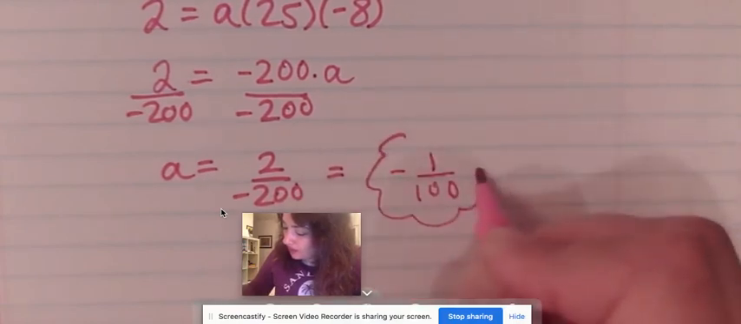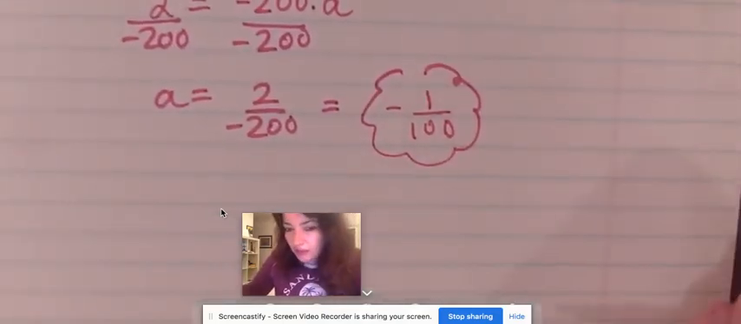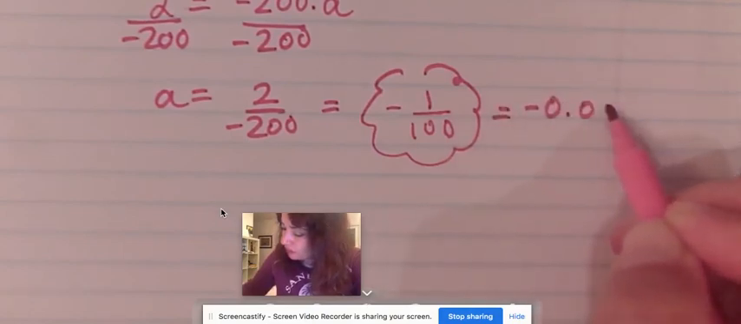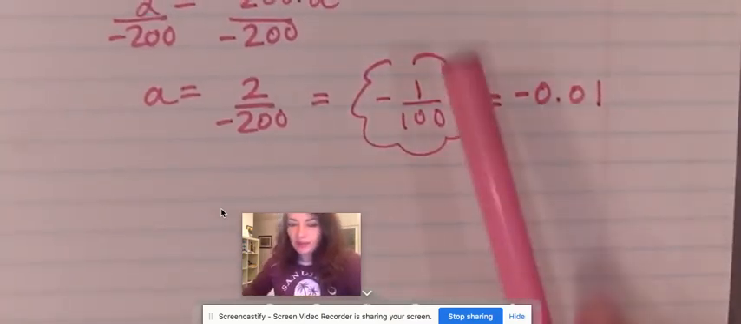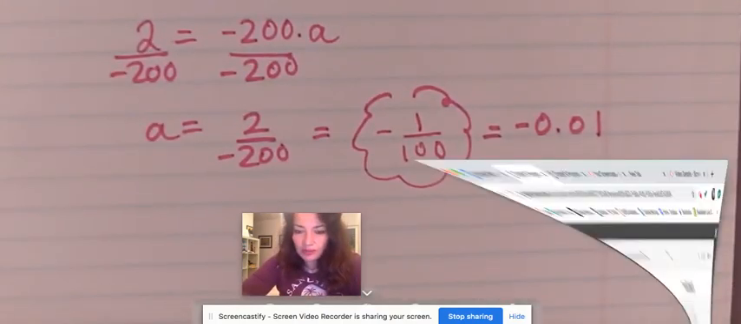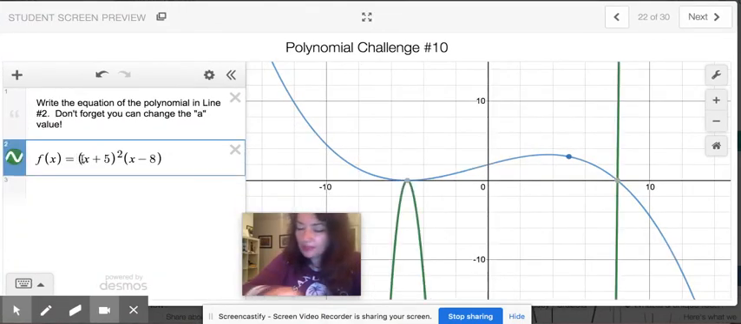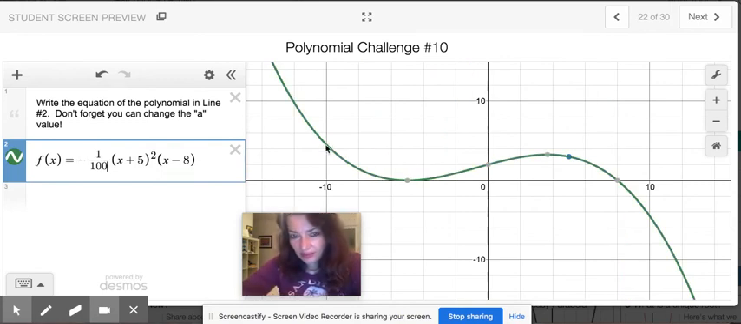So this is our a value. And you can either write it as a fraction or as a decimal. As a decimal, that will equal -0.01. So whichever one you choose is fine. Let's go back to the graph and enter this a value and see if it overlaps. So looking at the graph, my a value as we got was -1 over 100. And in fact, the green and the blue match, so we have matched it correctly.